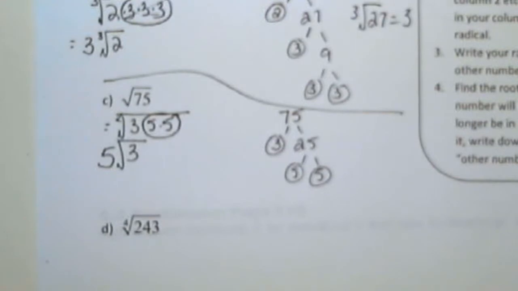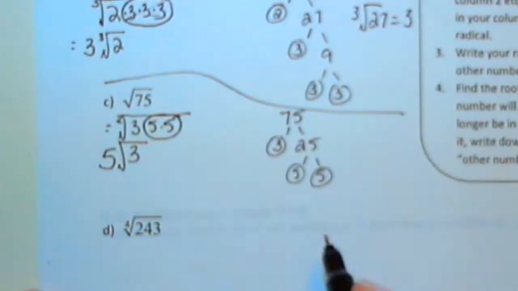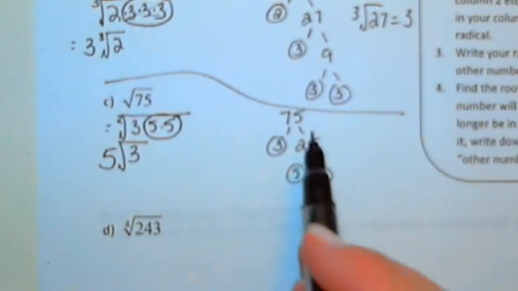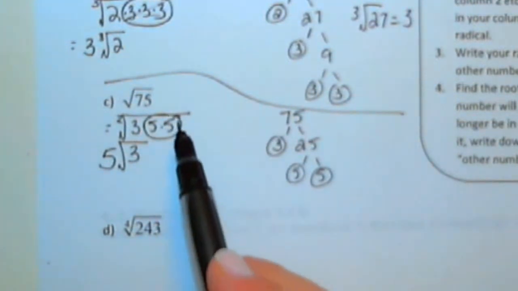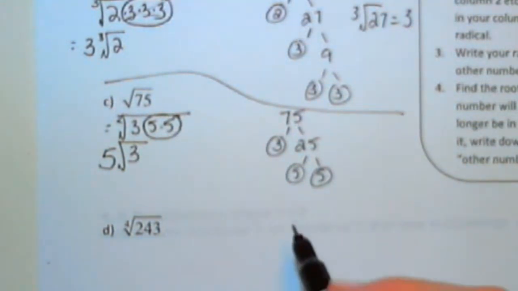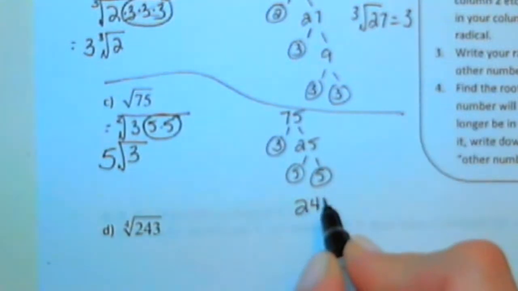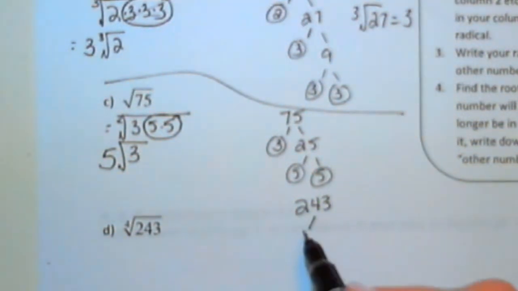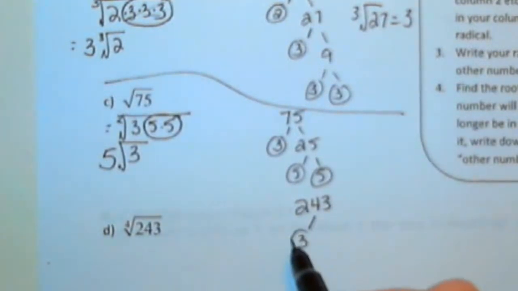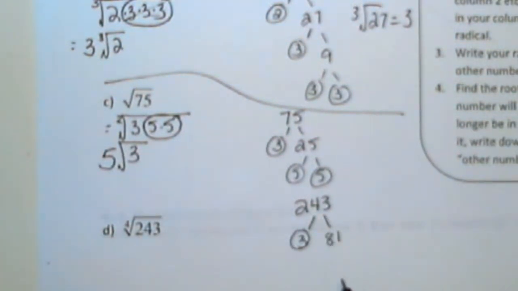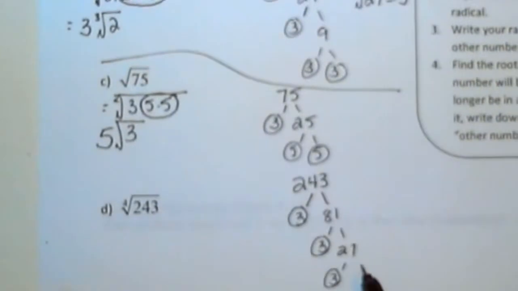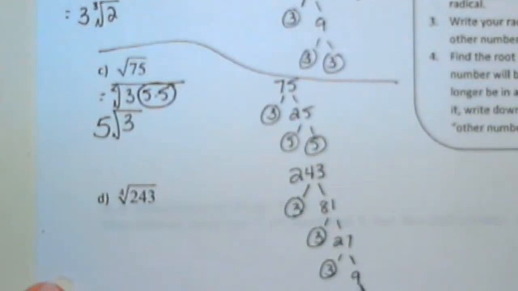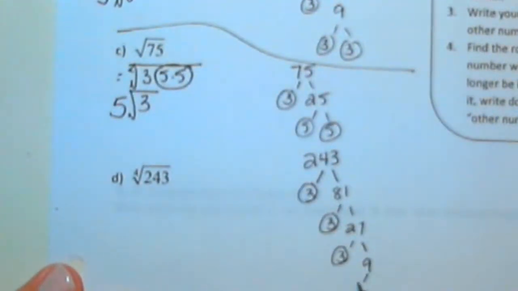This is a 4th root. Now for a 4th root, we're going to be looking for not 2 inside, not 3 inside, but 4 inside. So let's take 243 and multiply that out. So 243 is equal to 3 times 81. 81 is 3 times 27, which is 3 times 9, which is 3 times 3.